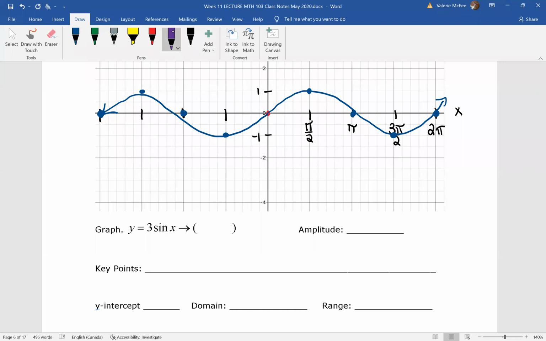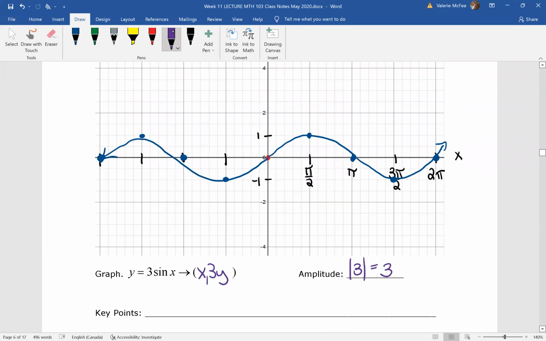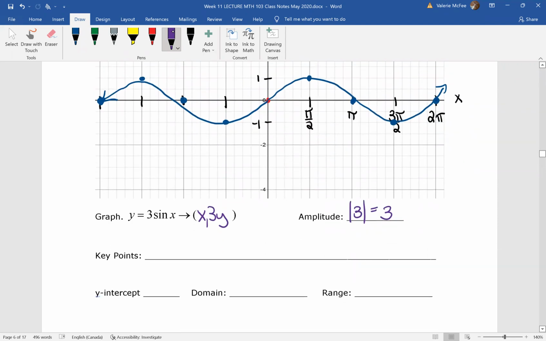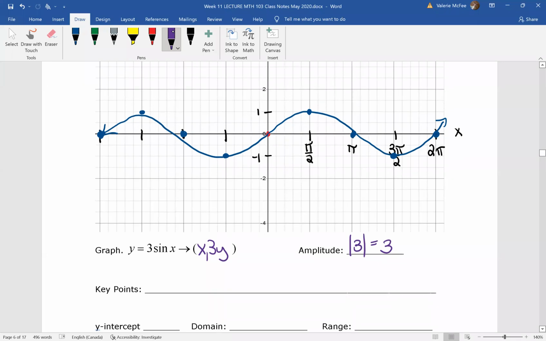On the same grid, I want to graph y equals 3 times the sine of x. Remember, that means x isn't changing. We're multiplying our y values by 3. What is the amplitude? Well, the amplitude is the absolute value of a, or +3. You've listed your key points up here. You know you need to multiply each y value by 3. Write down the key points for this graph and then draw it here.